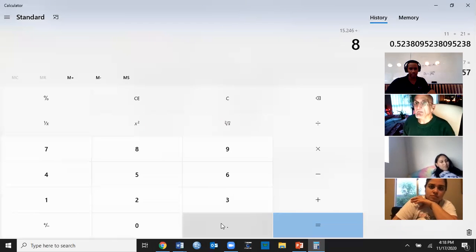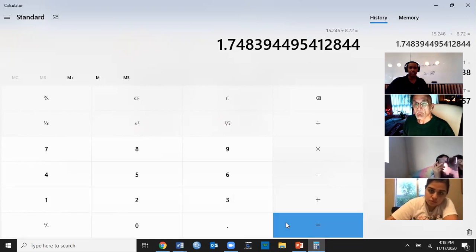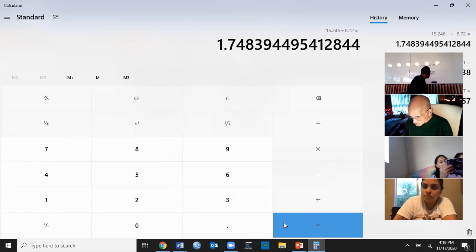divided by, was it 8.72? All right, so 8.72, and then you would get 1.75. Let's go ahead and round that to 1.75. So our standard error is 1.75. So we put 1.75 right here.